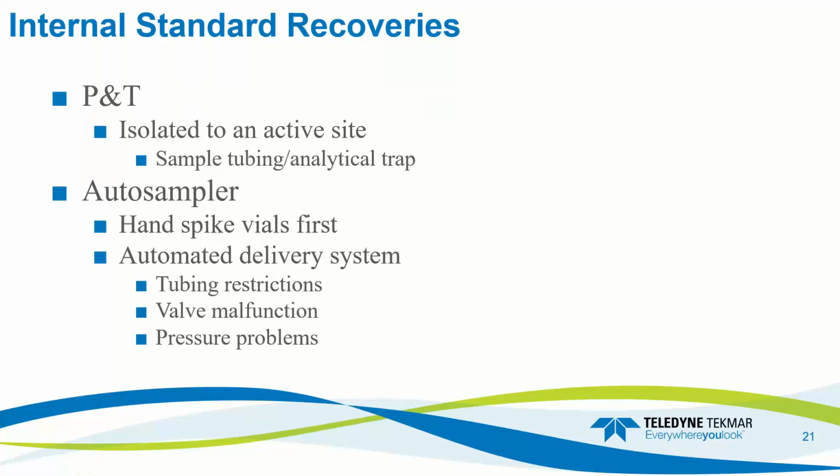If the active site is not within the GCMS, it could be in the sample tubing or on the analytical trap. To check the autosampler, you can hand spike vials first, and then you can do a manual injection into the sparger. You could also check the pressure in the internal standard vessels. You can do that if you have a Tekmar product in the tools menu. There's a button for that, and you want to make sure that that is between 6 and 8 psi.